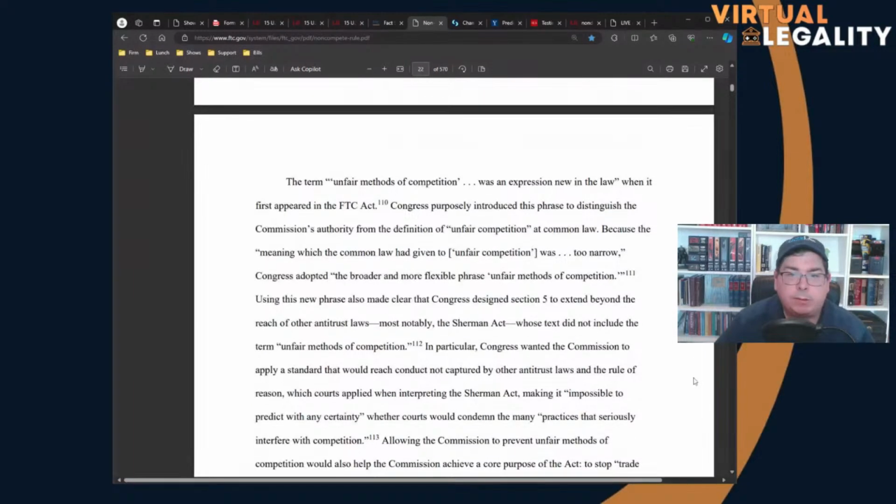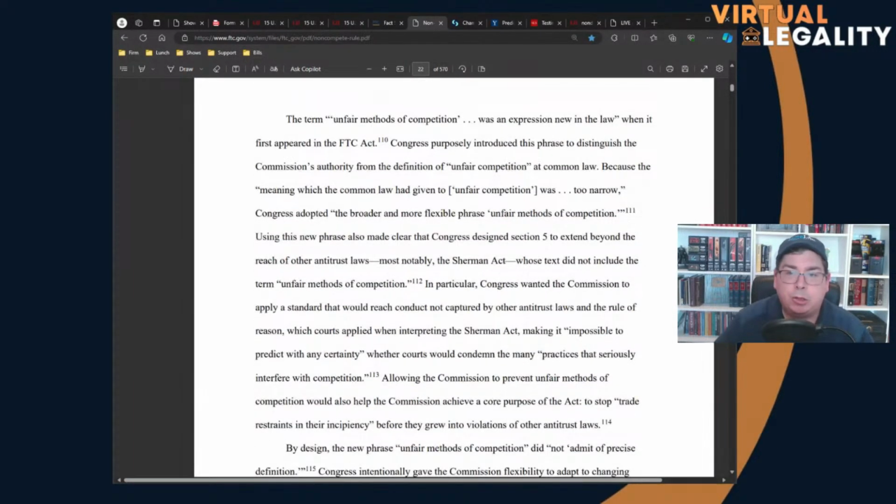The term unfair methods of competition was an expression new in the law when it first appeared in the FTC Act. Congress purposely introduced this phrase to distinguish the commission's authority from the definition of unfair competition at common law. Because the meaning which the common law had given to unfair competition was too narrow, Congress adopted the broader and more flexible phrase unfair methods of competition. Using this new phrase also made clear that Congress designed Section 5 to extend beyond the reach of other antitrust laws, most notably the Sherman Act, whose text did not include the term unfair methods of competition.